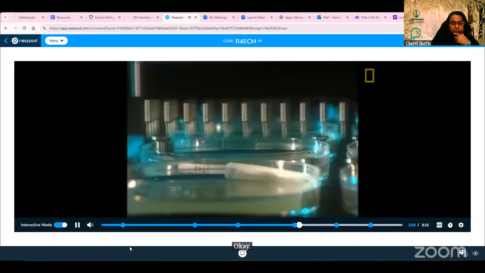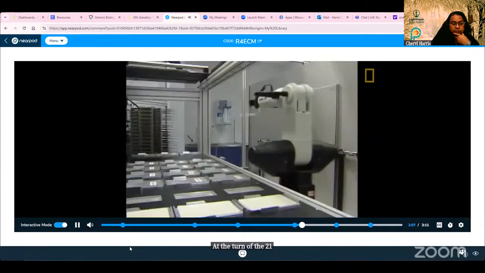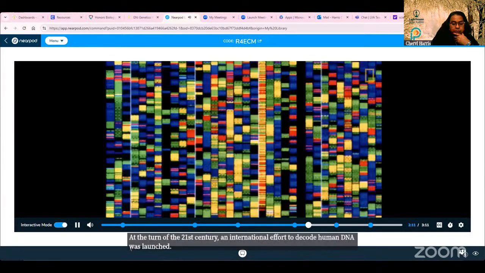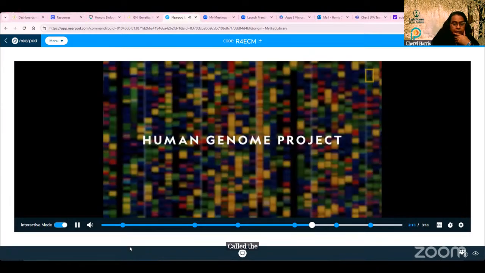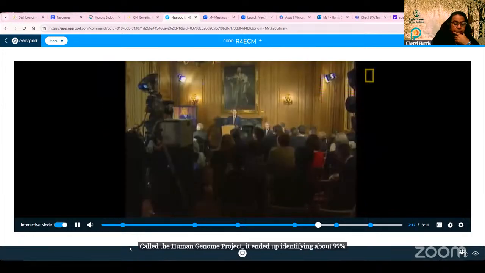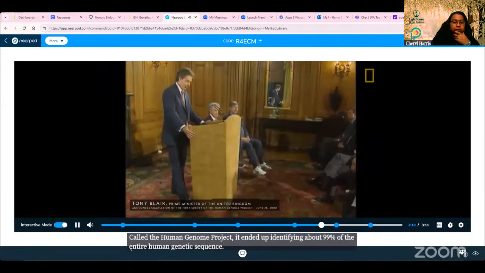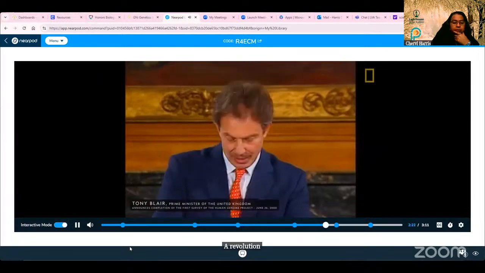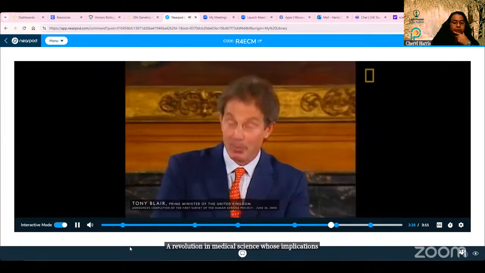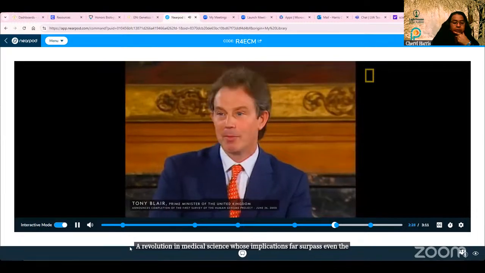At the turn of the 21st century, an international effort to decode human DNA was launched. Called the Human Genome Project, it ended up identifying about 99% of the entire human genetic sequence. A revolution in medical science whose implications far surpass even the discovery of antibiotics.